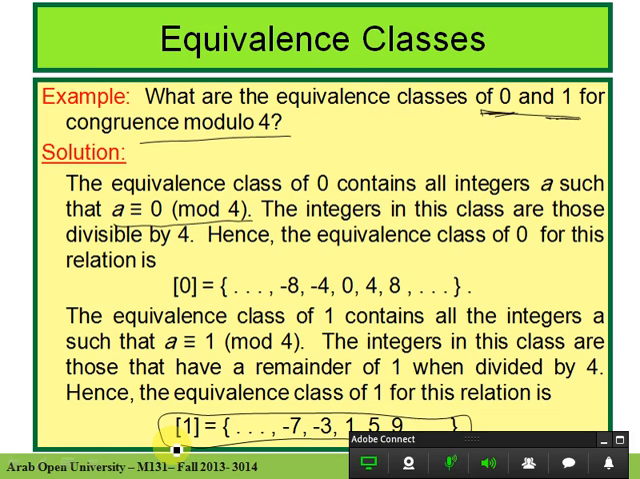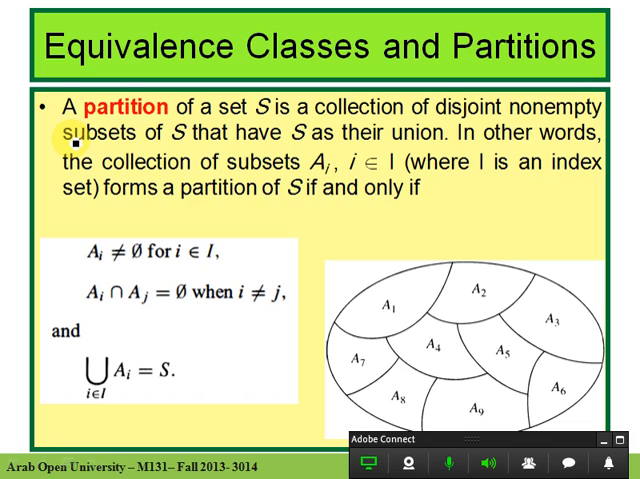So this is how you calculate the equivalence class. The question will give you the equivalence class of the element on the condition. Then the next is partitions. Partitions of the equivalence class.